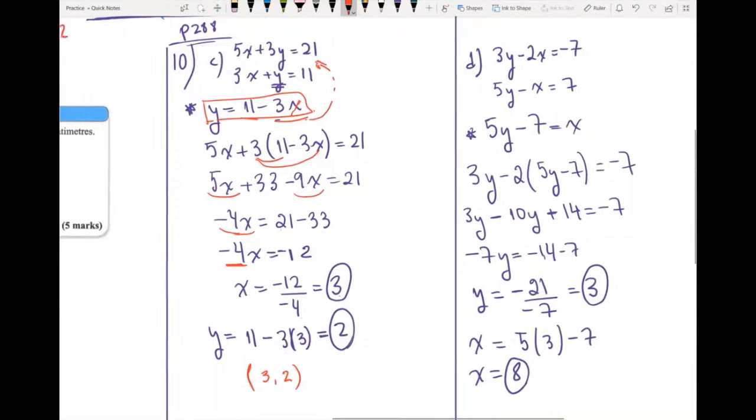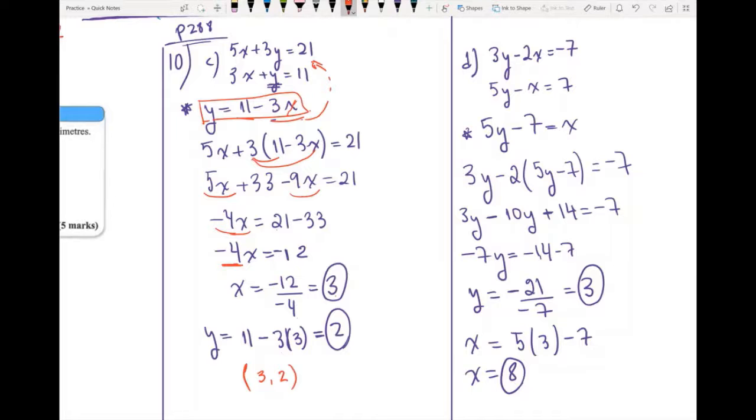In part D, you have 3y minus 2x is equal to minus 7, and 5y minus x equals 7. So let us write x in terms of y. I take x to the other side so that it becomes positive, and I take the 7 to this side so that I can write x in terms of y. So x equals 5y minus 7, which is replaced in here.